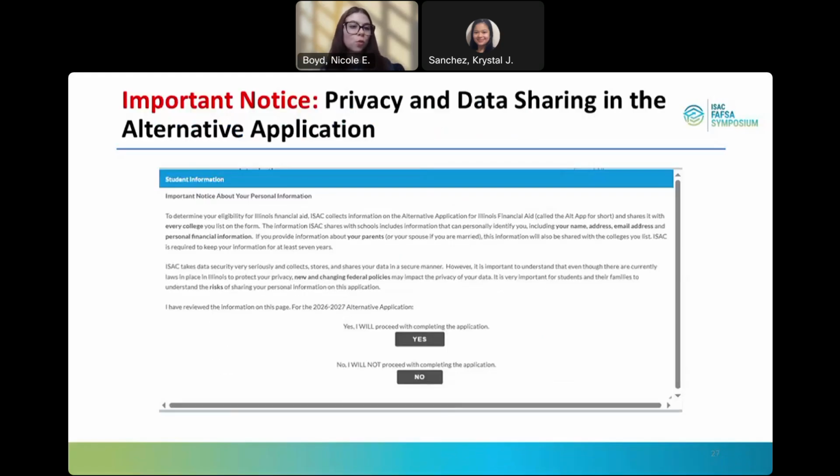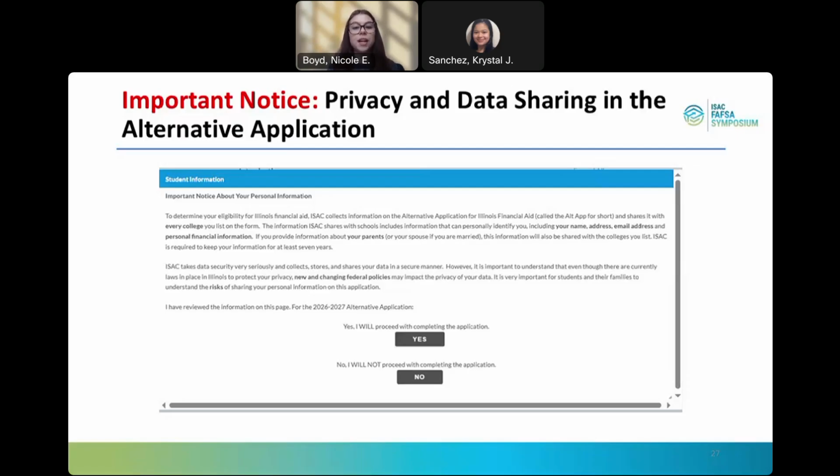And then, of course, I do want to take a moment to touch on this very important notice, which has to do with privacy and data sharing in the alternative application. So understandably, you may encounter some students who have concerns or some hesitancies about completing an alternative application. So they will see this messaging about their personal information, letting them know that ISAC does collect their information on the ALT app and shares it with the colleges that they list on the form. This is information that can be used to personally identify them.